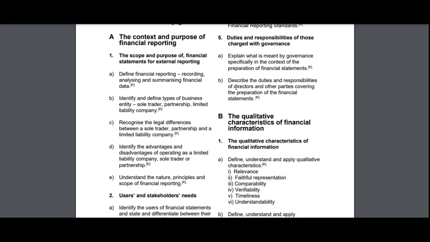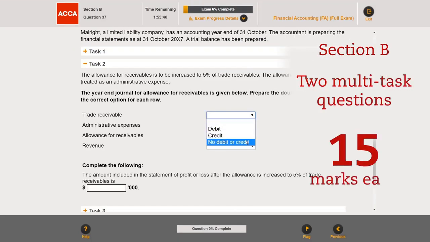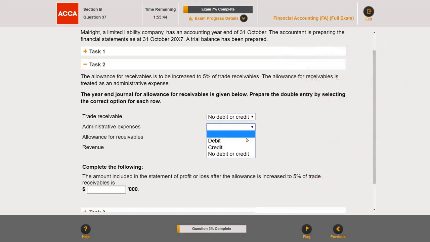Students should ensure they use the practice tests available on the ACCA website to become familiar with these different styles of questions. Section B has 2 multitask questions worth 15 marks each, which test your understanding and application of financial accounting skills in more depth.